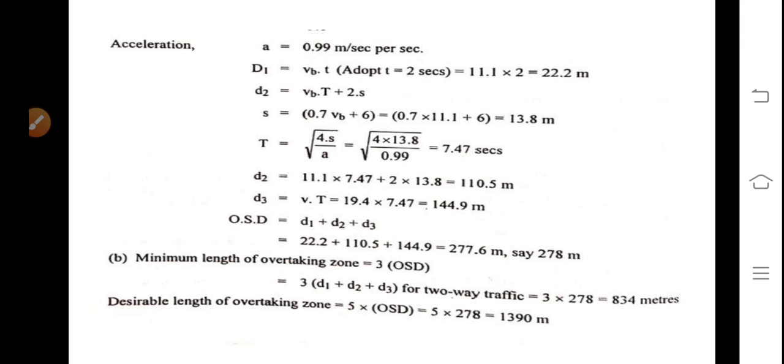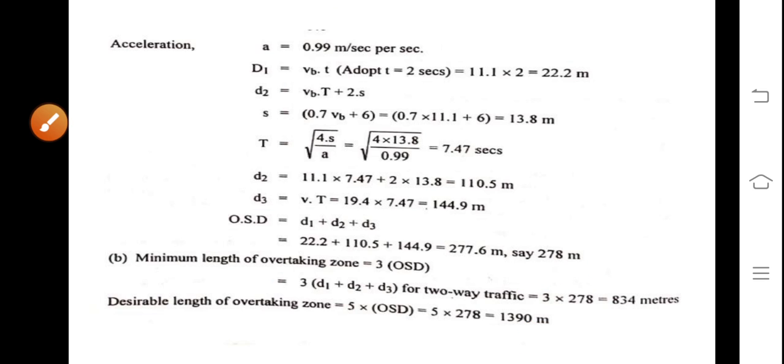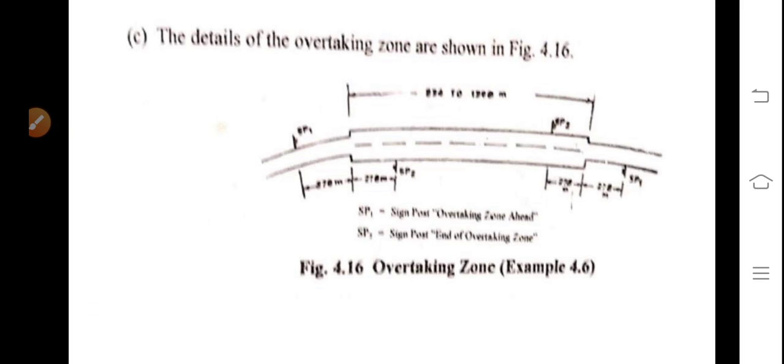Overtaking zone figure you have to draw. Simply you have to write here showing the distances whatever you have calculated. One OSD value, what was the 1 OSD value? That is 278 meter. So at 278 meter, if you provide the signpost at the beginning and at the end, the driver will come to know when to start and when to end the overtaking operations.